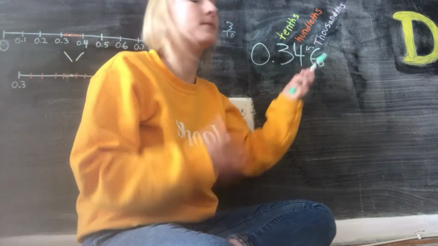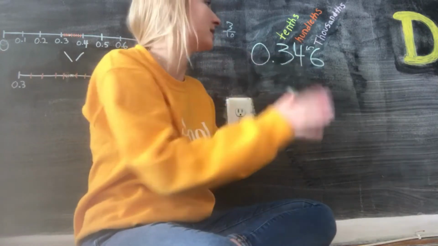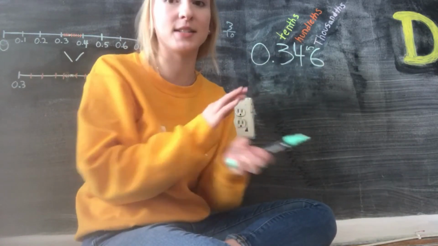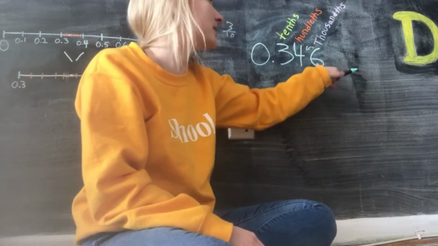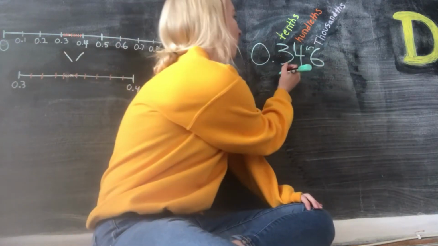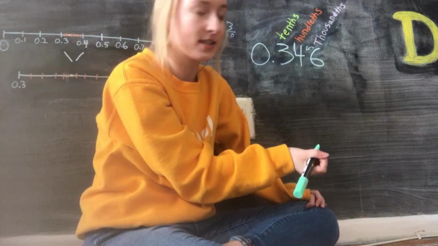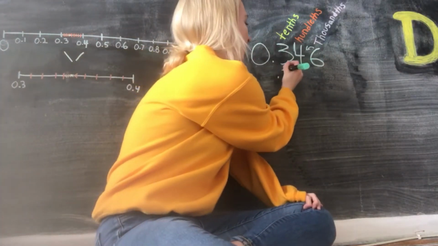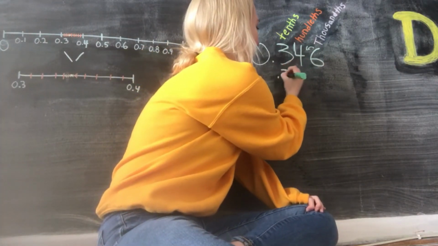If this number was smaller than a 5, then we would not round up and we would just keep it as a 4, as 0.34. But since it's bigger, we're going to round this to the hundredths place, and we're going to make this 0.35.